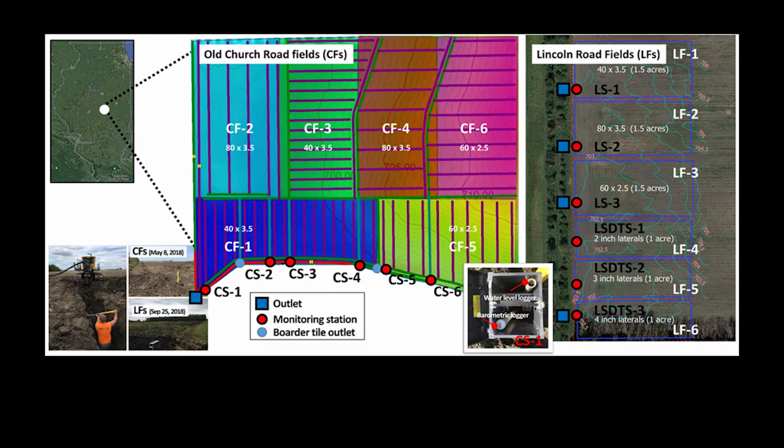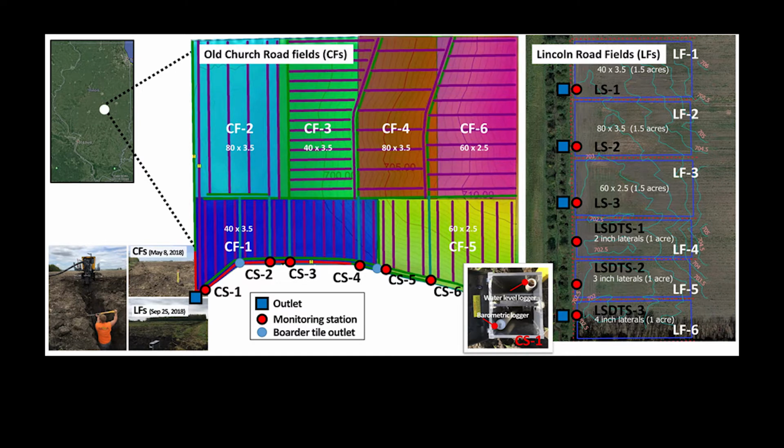So my first project is basically about how we can design our tile system, our spacing and depth, in such a way that not only do we reduce our water quality impact from our field, but also we can get a good crop production. This is the third year of our project.